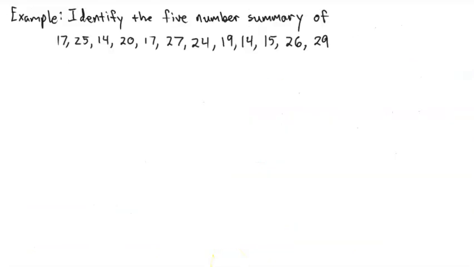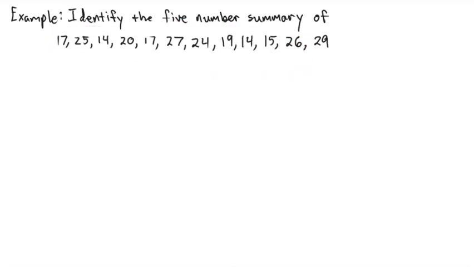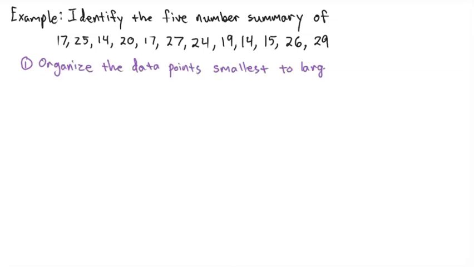All right, so let's do an example here. We're going to identify the 5-number summary of this data set right here. And the first thing we're going to do for a 5-number summary is organize the data points from smallest to largest. All right, so let's see here. Our smallest number in this group is 14. So we'll start with 14. And now we have another 14 right here. So our next data point is going to be 14. And let's go from there.